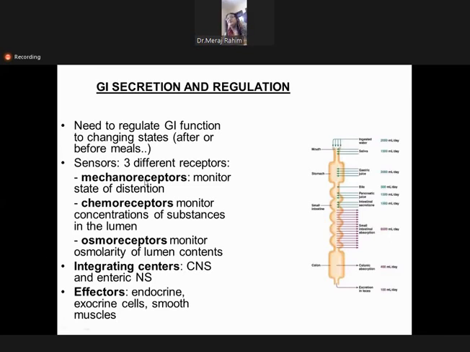So these receptors are important, the mechanoreceptors. These are all present within the layers of the GIT, and they communicate with the nervous system. And the osmoreceptors, which monitor the osmolarity of the luminal structure, that is the water.